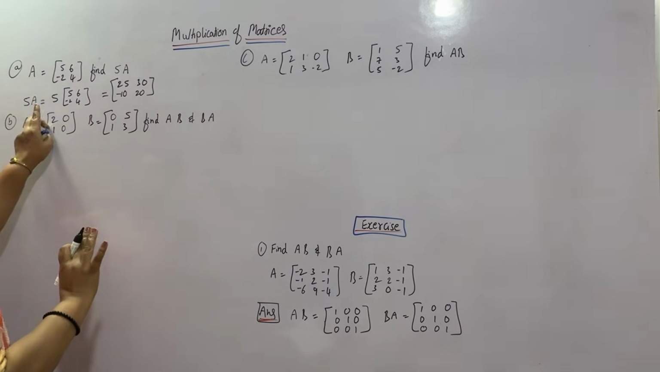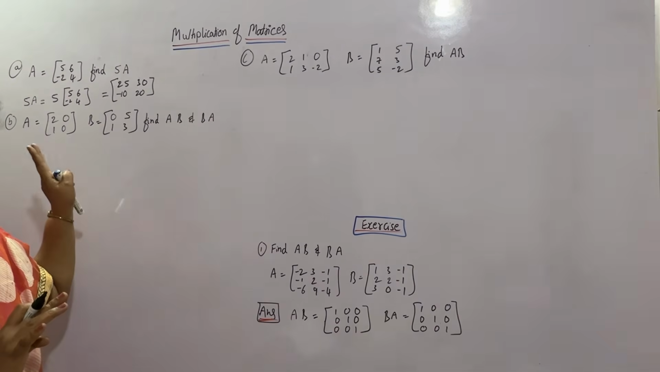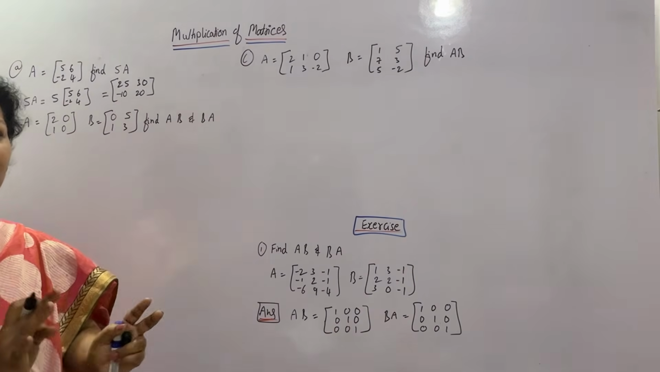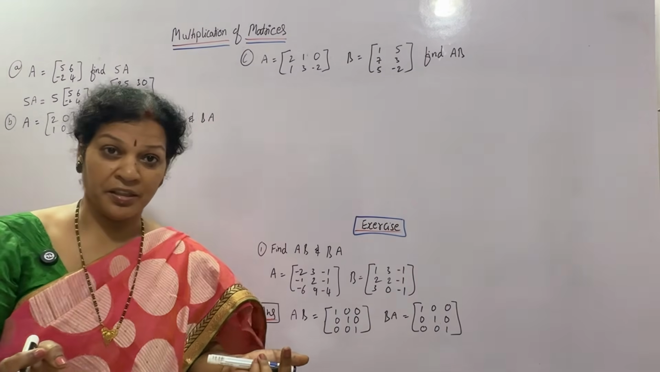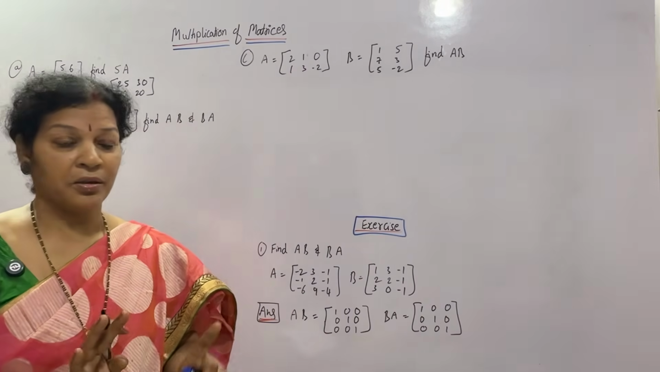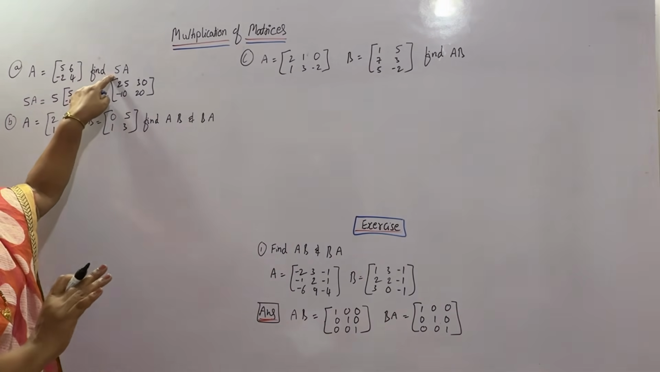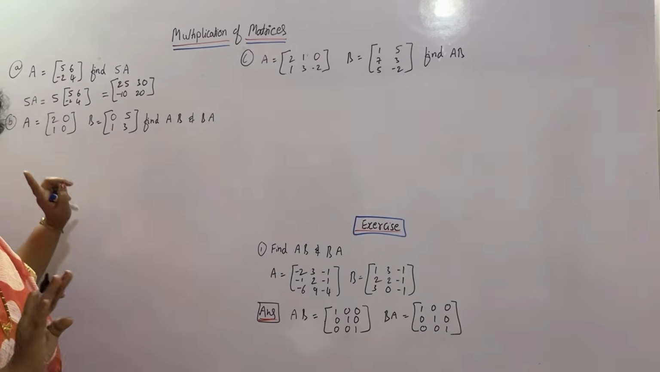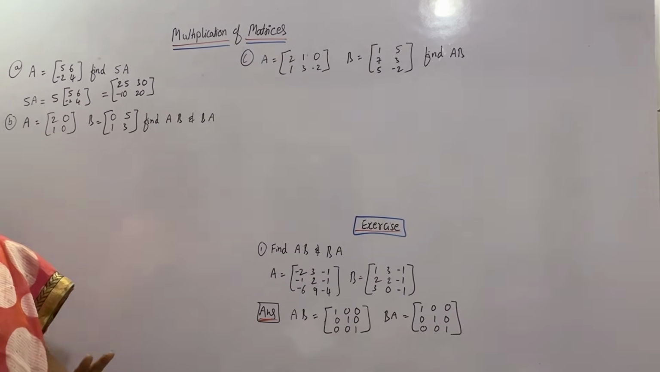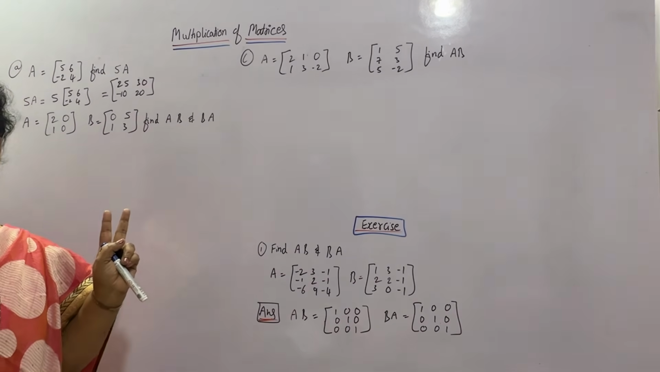Is it clear? Simply we have multiplied each element with 5 only because they are asking us to find out 5A. It can be 10A, 12A, anything. Whatever the number may be, doesn't matter, that we are going to multiply with the elements of A. We'll get the final answer. This is quite simple, no need to get confused.